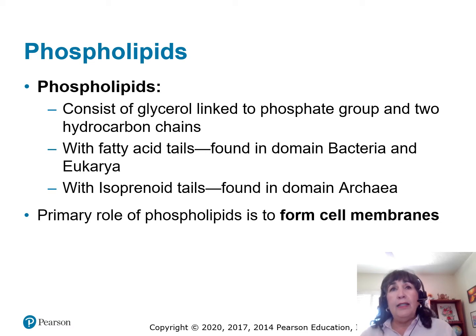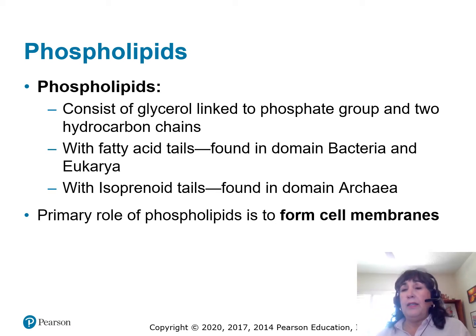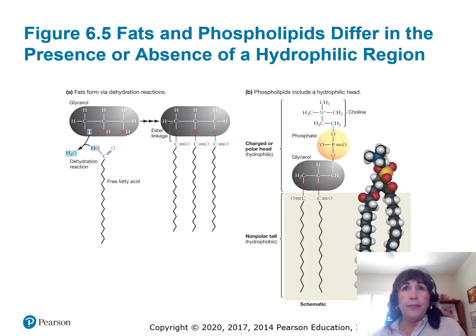Phospholipids with fatty acid tails are found in domains Bacteria and Eukarya. If there's an isoprenoid tail, then this is found in domain Archaea. So this is one of the differences among the different types of cell membranes. But the primary role of all phospholipids is to form the cell membrane.